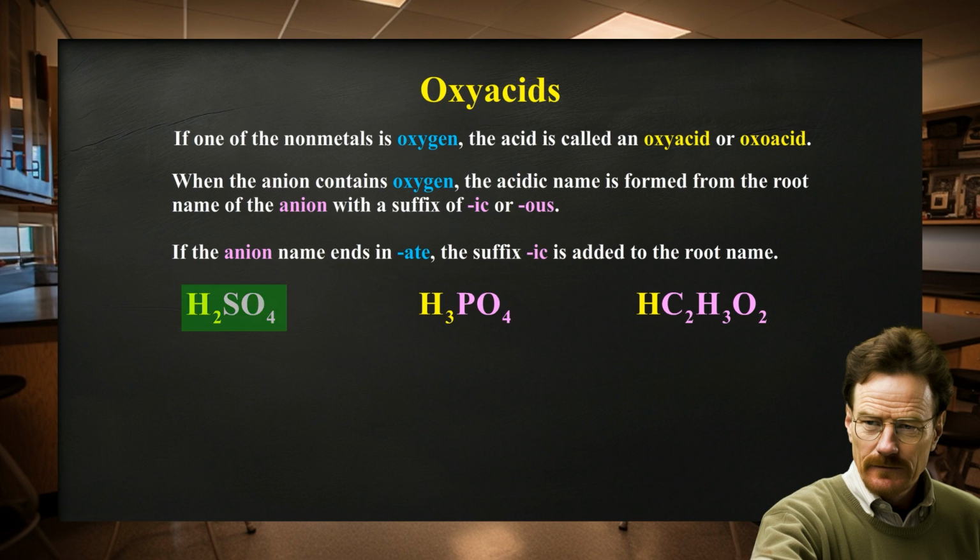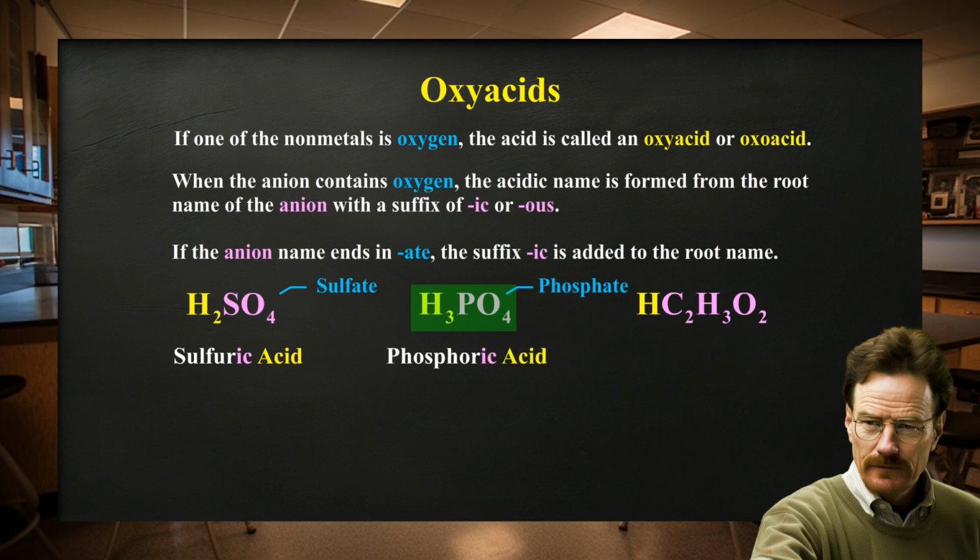For example, H2SO4 contains the sulfate anion, SO4 2-, and is called sulfuric acid. H3PO4 contains the phosphate anion, PO4 3-, and is called phosphoric acid. And HC2H3O2 contains the acetate ion, C2H3O2 1-, and is called acetic acid.